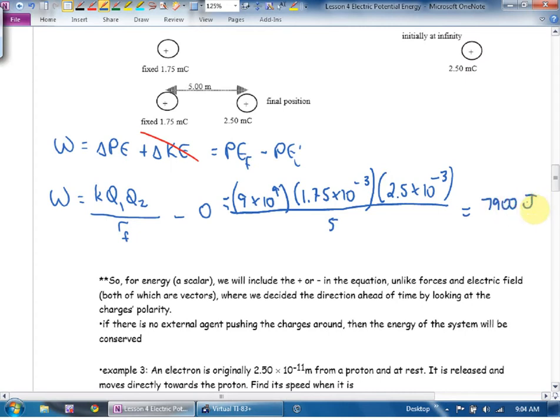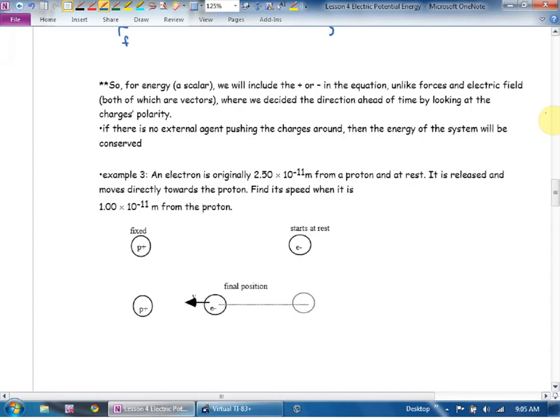Again, Justin, we got a positive answer because we would have to do work. In fact, if you asked, what if you started out here and then moved out to infinity, and you asked, how much work would you have to do, you'd get a negative answer because your initial would be this, your final would be zero, and what that would be telling you is it wants to fall up. And here's where, again, my gravity analogy breaks down. So for energy, a scalar, we will include the plus or minus in the equation, unlike forces and fields, both of which are vectors, where we decided the direction ahead of time by looking at the charge's polarity.